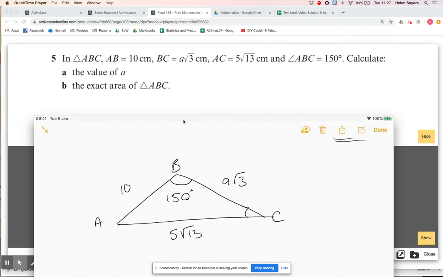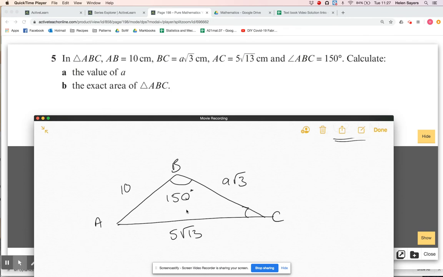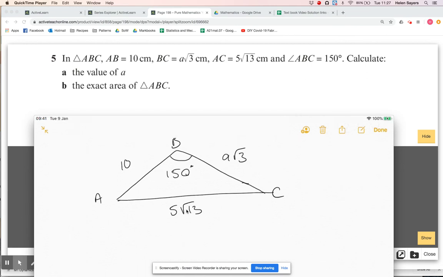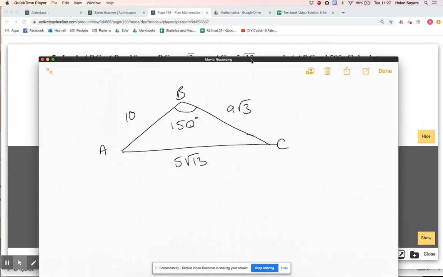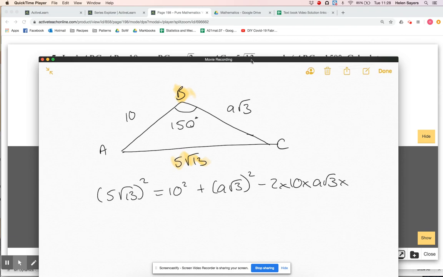Calculate the value of A. So this is going to be cosine rule. I hope everyone knows cosine rule. If this is the angle I'm working with, then that's going to be side A. So it's going to be 5 root 13 squared is 10 squared plus A root 3 squared minus 2 times 10 times A root 3 times cos 150.